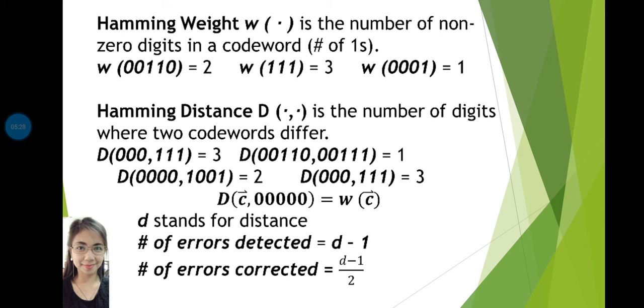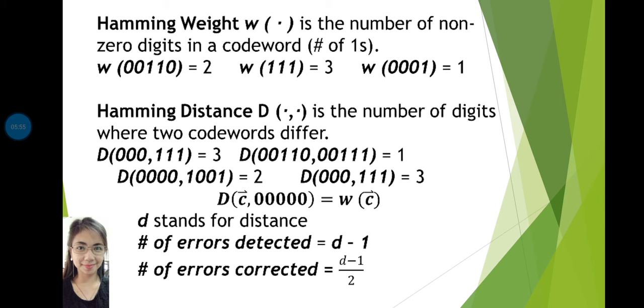So we have the 2 or the couple of codes here. We have 000, then 111. We have to compare each code from position right up to the left. So 0 and 1 are different, so on and so forth. Since we have 3 differences here, that is considered as the Hamming distance.